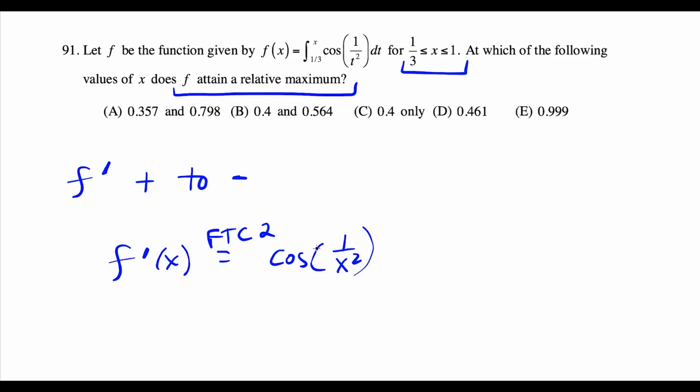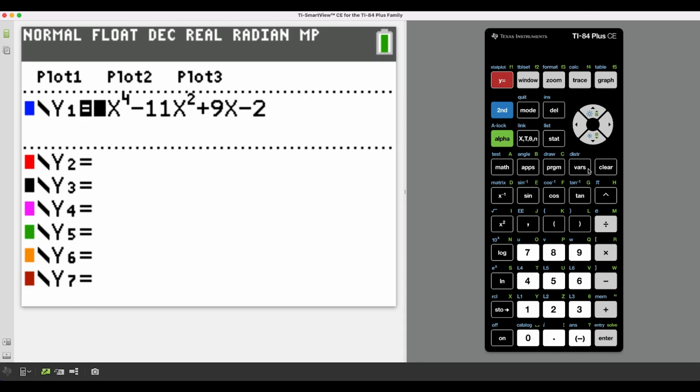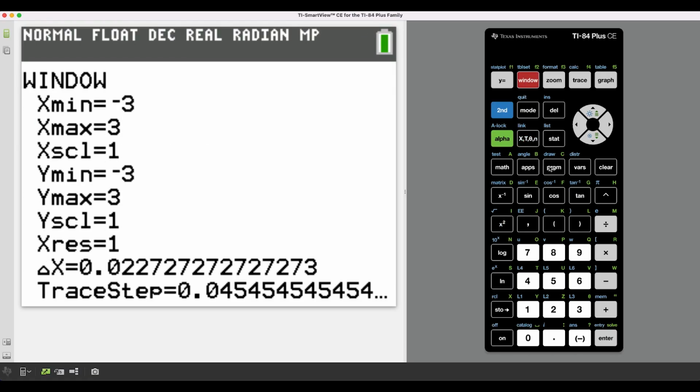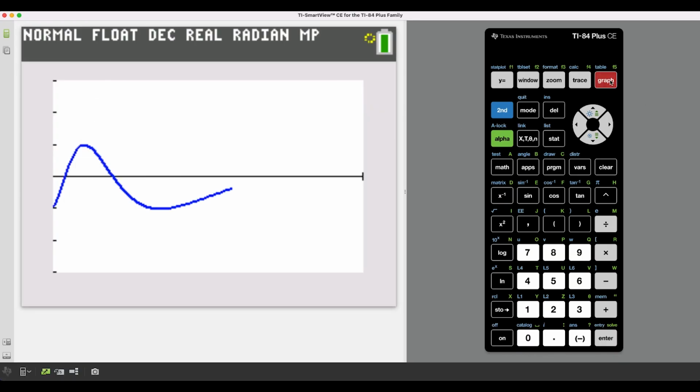So from this step here, we could switch over to the calculator view and look at the graph to see where the graph changes from positive to negative on this interval. So we'll switch over to the y equals here, and we're going to type in our function. We've got cosine of 1 divided by x squared. And for this one, we're switching the window to go from an x minimum of 1/3 to a maximum of 1. And we're looking for the sign change, so the window from -3 to 3 should be fine here because it's going to show us the roots very clearly.